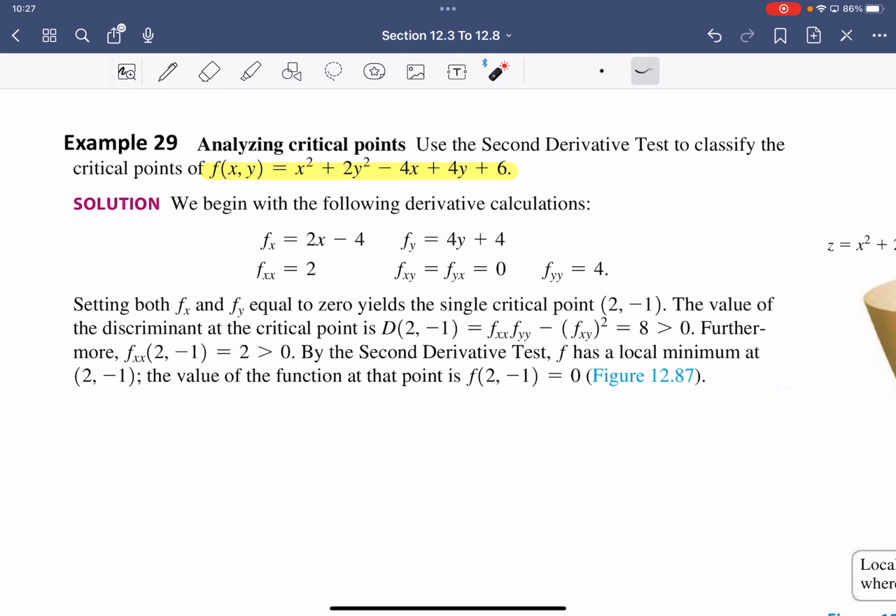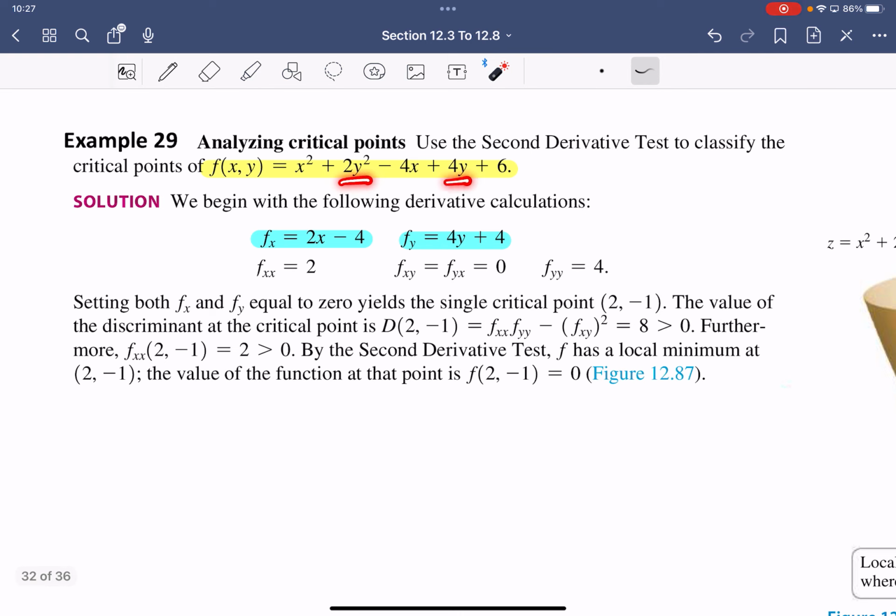First of all, you take the first derivative with respect to x. Everyone knows how to take a derivative, right? So you get 2x minus 4, because differentiating this gives 2x, differentiating this gives 4, and anything else is 0 because it's constant. Differentiate with respect to y: you have this and this, so you get 4y plus 4. The rest are constants, so they're all gone.